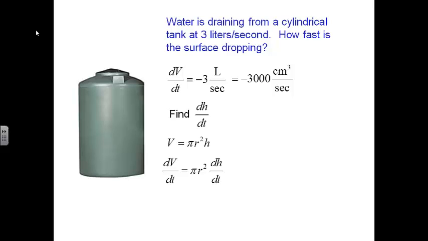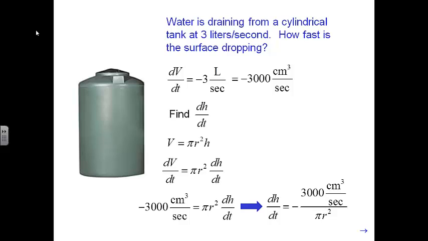Now, one trick for this problem is to remember that for a cylinder, r is constant. The radius is the same all the way up and down that cylinder. So since r is a constant, the pi r squared just comes along for the ride. We don't do anything to it. The derivative of h is dH dt. Now we can plug in what we know. We know that dV dt is negative 3,000, and we're looking for dH dt. So we can then divide, and we get dH dt is negative 3,000 divided by pi r squared. And that would be our solution to our problem.